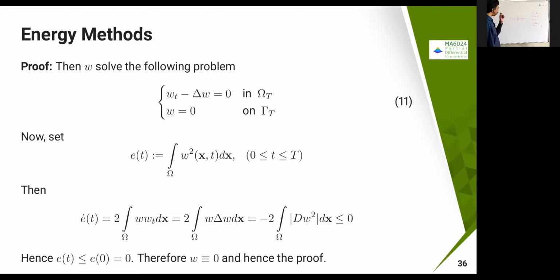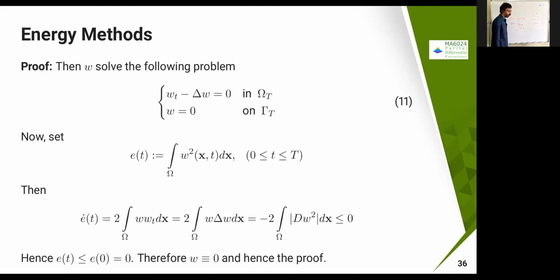Now I define E of t like this. Then I'm just going to find what is my E dot of t. It has two variables, x and t, and I'm differentiating only with respect to t, since the integration is over dx. Therefore, it will be a function of t. So E dot of t is going to become 2 times the integral over omega of w into wt. But wt is nothing but delta w, therefore 2 times the integral of w delta w dx is going to come.